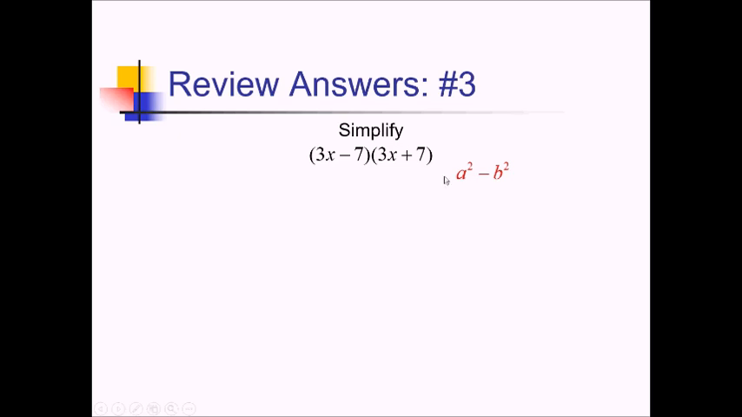Now to do this, to get a squared, you just have to take the first thing, 3x in this case, and square that. So that'll give us 9x squared. And to get b squared, you just have to take the second thing in each parentheses, 7 in this case, and square that to get 49. And you'll always have a minus in the middle, because you're always multiplying opposite terms there. So that's minus 49.